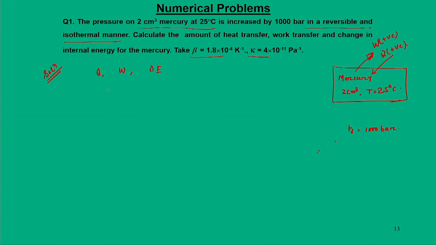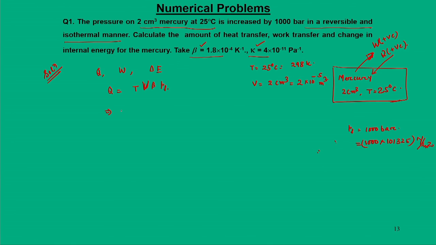So, we can recall our expressions derived in the previous slides. Q is equal to minus T times V beta into Pf. Okay. So, here T is 25 degree centigrade, that is 298 Kelvin, V is given as 2 centimeter cube, and that is 2 into 10 to the power minus 5 meter cube, beta is given, kappa is given, and Pf is 1000 bar. So, we can write it as 1000 into 101325 Newton per meter square.